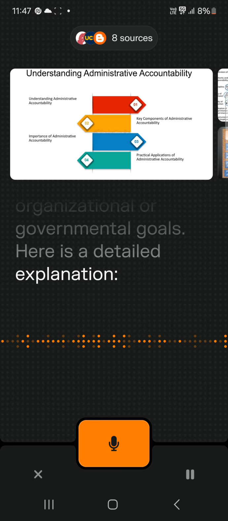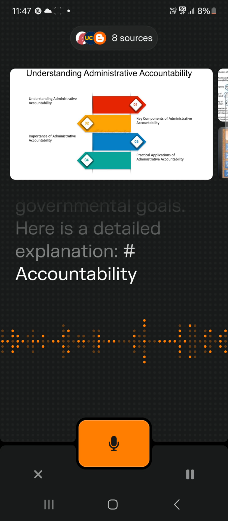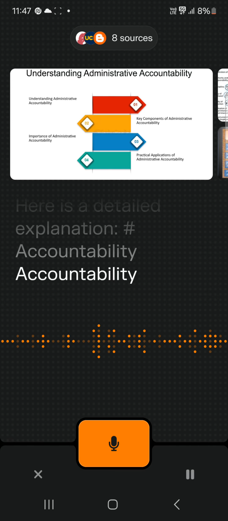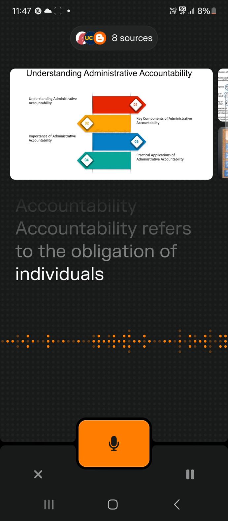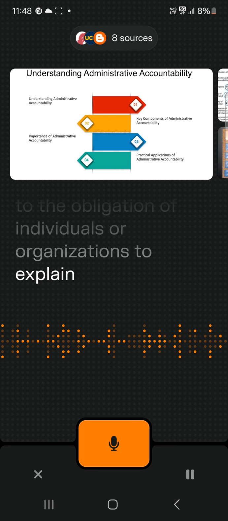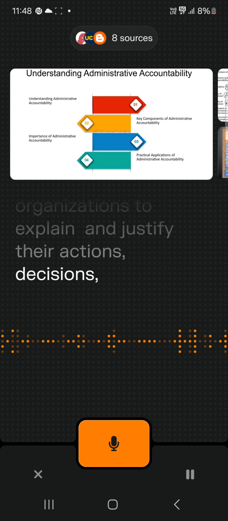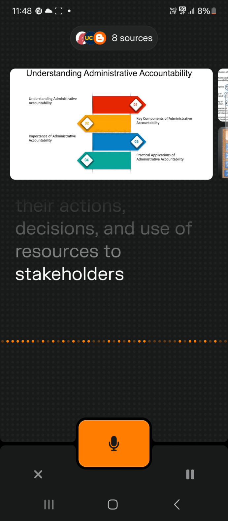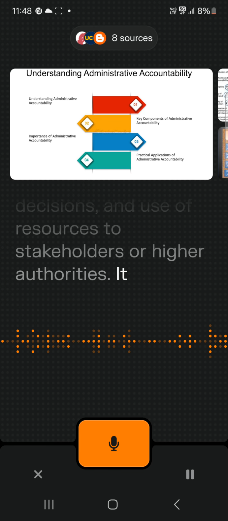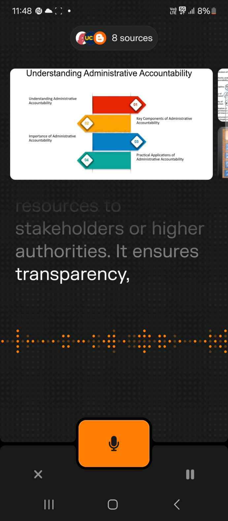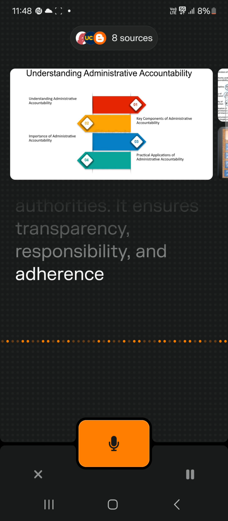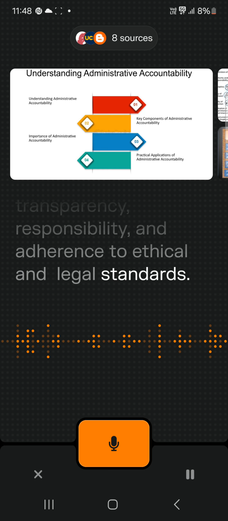Here is a detailed explanation. Accountability. Accountability refers to the obligation of individuals or organizations to explain and justify their actions, decisions, and use of resources to stakeholders or higher authorities. It ensures transparency, responsibility, and adherence to ethical and legal standards.